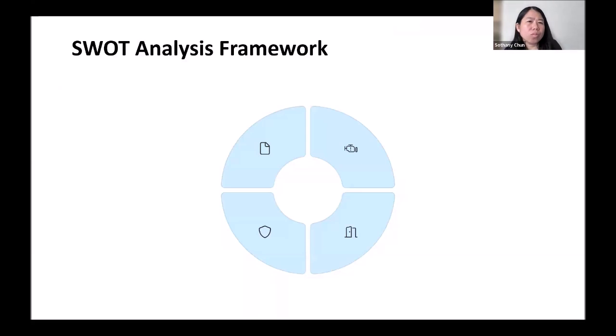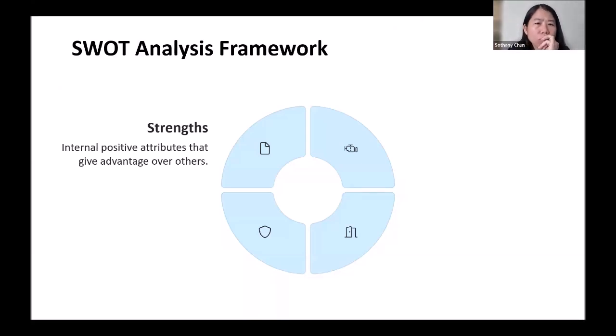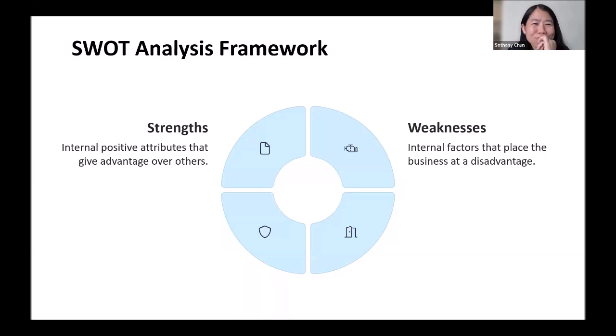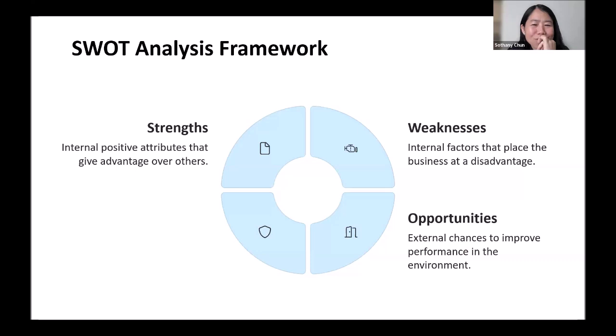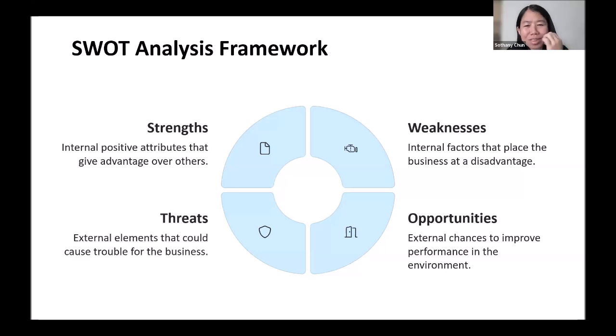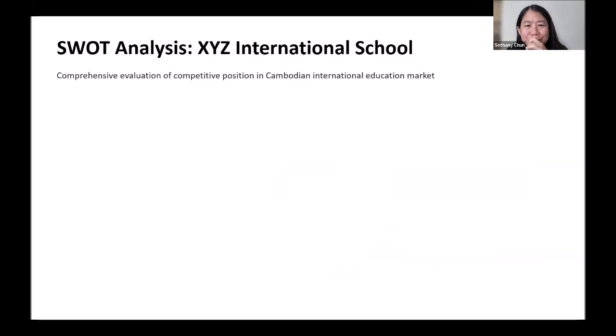Next, the next one is the SWOT analysis framework. Everyone knows about SWOT, so I will go very fast. SWOT includes strength, weakness, threat, and opportunity, right? It's an easy one. And then next is an example for the international school.